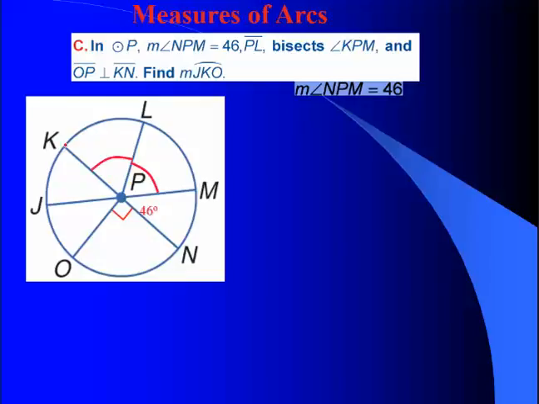PL bisects KPM. Well, what does that word bisect mean? Again, it's in bold. We can't forget that. It means it cuts it in half, so I know these two parts are congruent, so I already put my congruency marks there. But if I hadn't, you should know that, and you should mark it up like that. And OP is perpendicular to KN. Perpendicular means it forms a 90-degree angle. Find JKO. We are going all the way around the circle. Okay, it is a major arc.